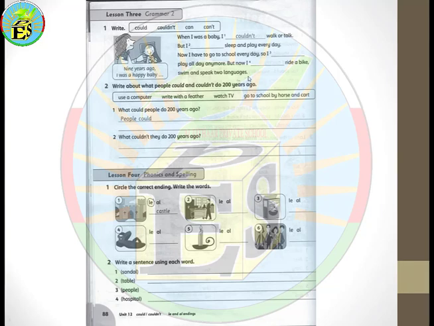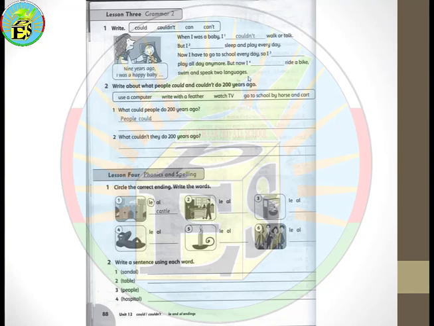Task number 2 is write about what people could and couldn't do 200 years ago. 200 years ago means in the past. Look at the words we have inside this box. Use a computer, write with a feather, watch TV, go to school by horse and cart. Number 1. What could people do 200 years ago? What couldn't they do 200 years ago? So we have to write 2 sentences about what people could do 200 years ago and 2 other sentences on what they couldn't do 200 years ago.